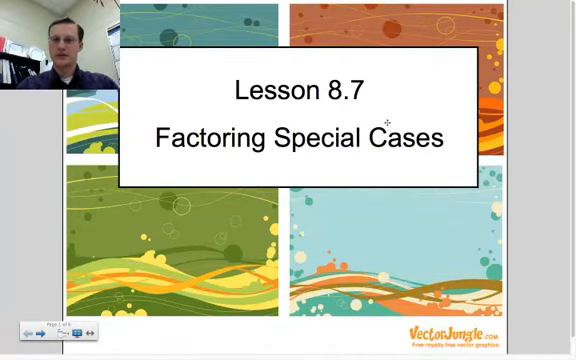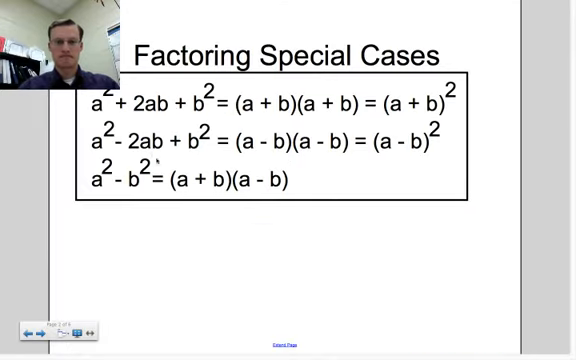Today we're going to be looking at some special cases, some particular squares, where we have perfect squares on either end of the perfect square trinomial, or we have the difference of two squares. We're going to be looking at some very special cases. Now these are the special cases that we're going to deal with.